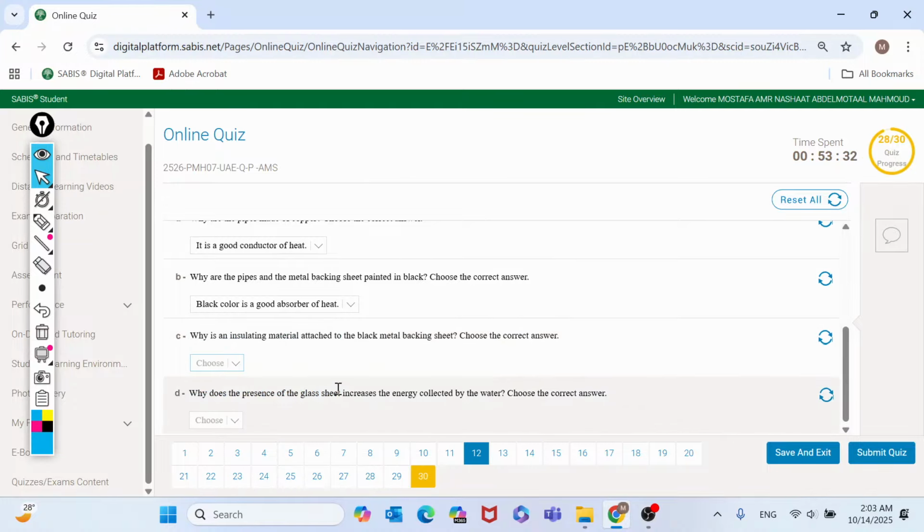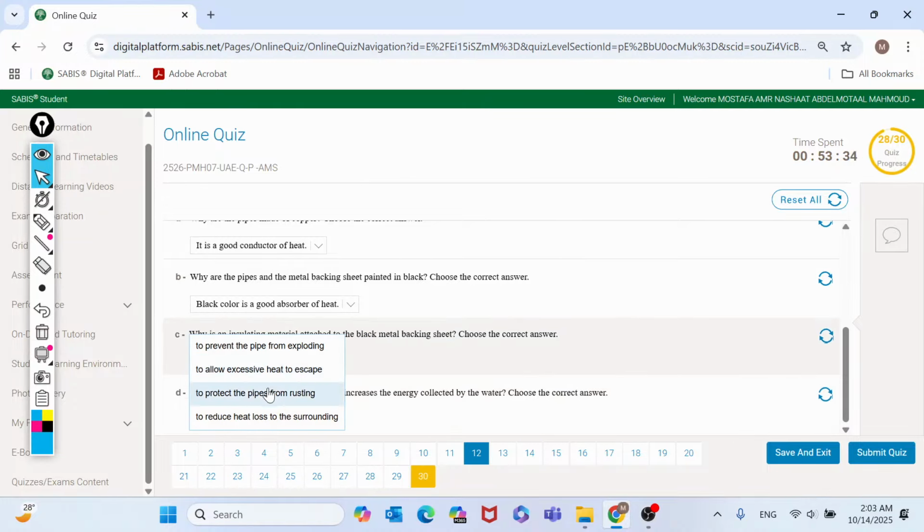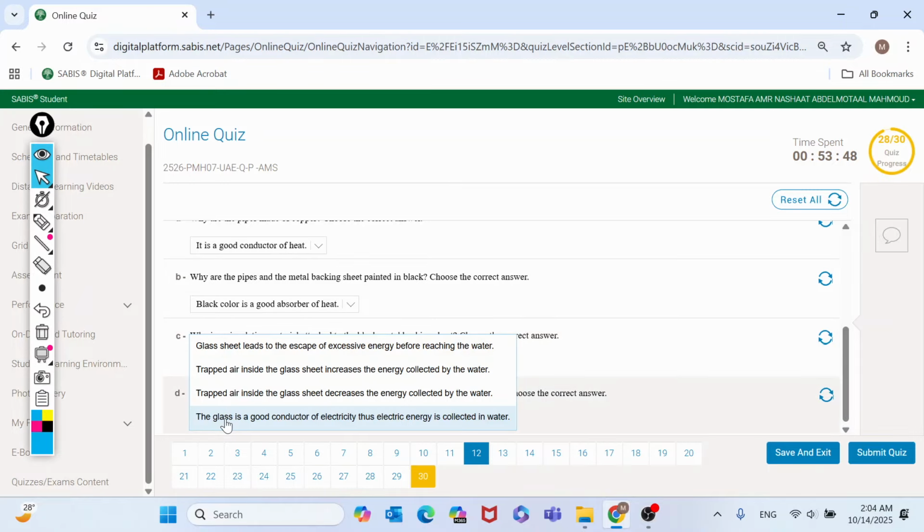So basically the answer I thought of is not even in the options. Okay, nice. No. To prevent the pipe from exploding? I think it's to reduce heat loss to surroundings. I think. Probably going to get this one.